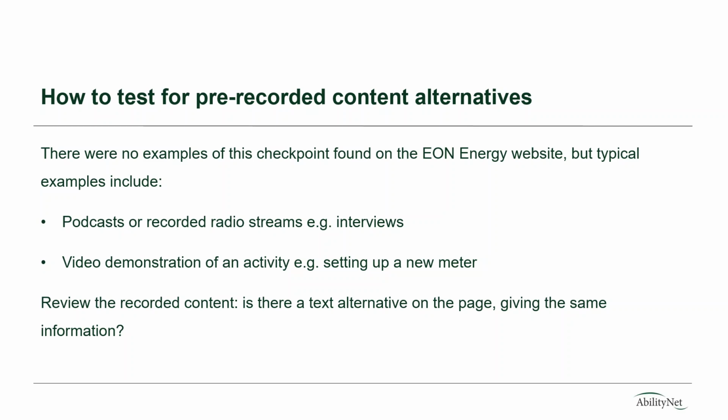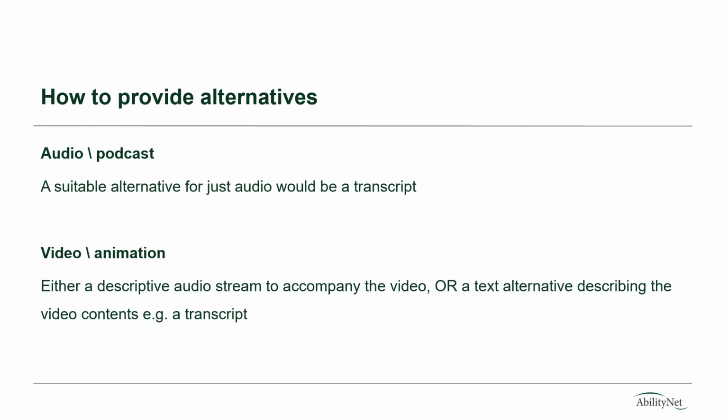Really, you're looking for any audio only or video only content and seeing if there is a text alternative on the page that gives the same information. In the case of an audio podcast or something similar, a suitable alternative for just audio would be a transcript that would cover the dialogue in a podcast, or the dialogue between two people in a recorded interview. And for a video without a soundtrack, the best way of providing an alternative is to actually include a soundtrack that describes what's going on in the video, or by providing a text alternative describing the video contents.